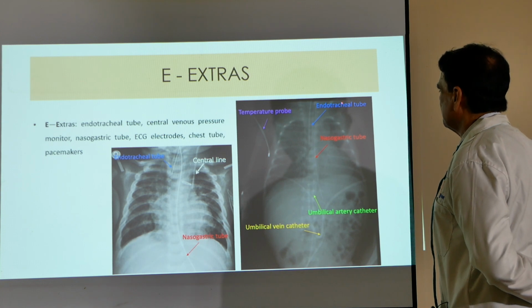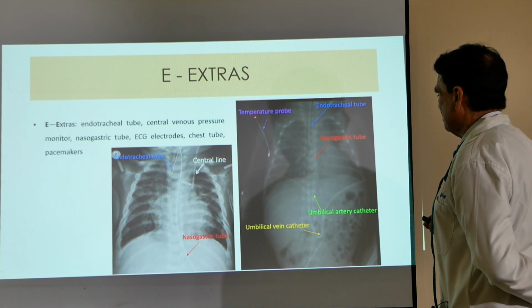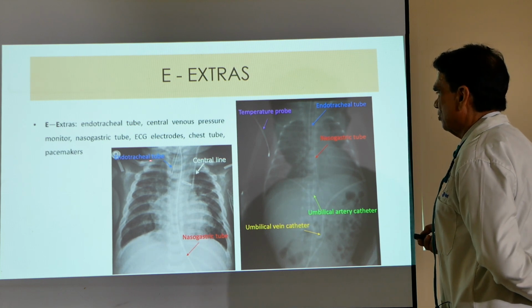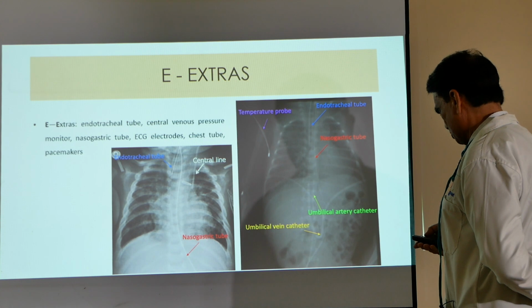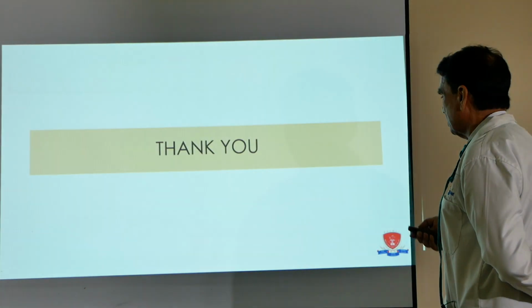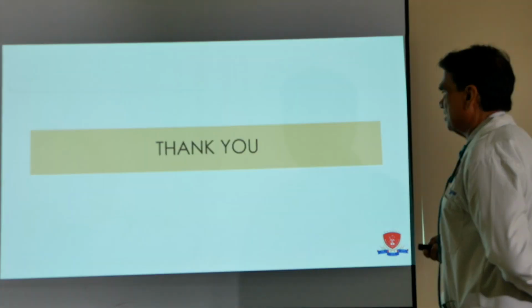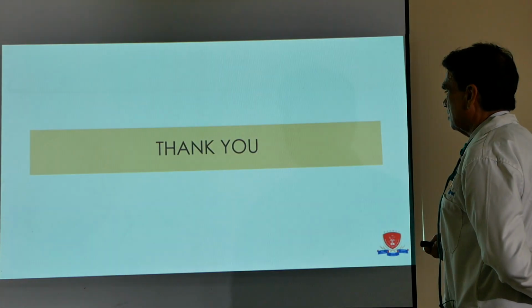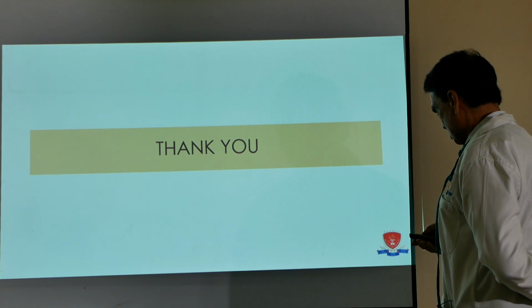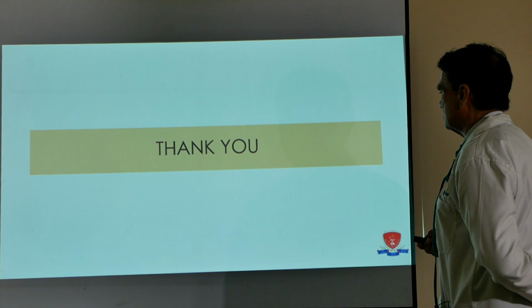These are the nasogastric tube, endotracheal tube, temperature probe, umbilical vein catheter, umbilical artery, central line, endotracheal tube and nasogastric tube. So by means of the mnemonics we can explain and we can understand X-ray chest, which is very important and necessary as far as injury chest is concerned. Thank you.